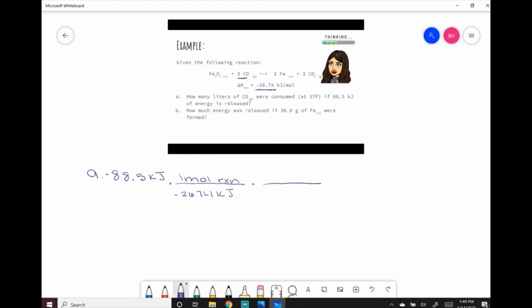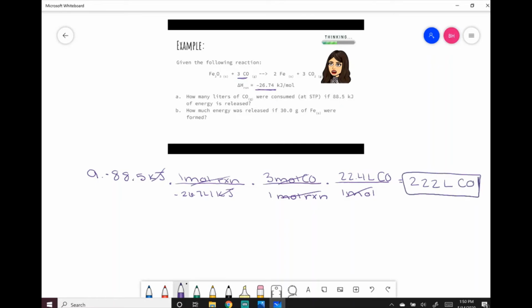Now we want to know a little bit about carbon monoxide. Now in this reaction, in 1 mole of my reaction, 3 moles of carbon monoxide are consumed. So I'm going to go ahead and put that in here. For every 1 mole of reaction, I'm going to have 3 moles of carbon monoxide consumed. Now the last thing I want to do is get this to liters. And again, since this equation is at STP, we can use 1 mole is equal to 22.4 liters of carbon dioxide. Cancel out all of my units, multiply the top, divide by the bottom, and I'm going to get 222 liters of carbon monoxide. So that is my answer for A.